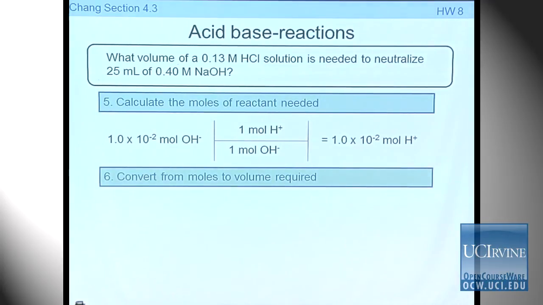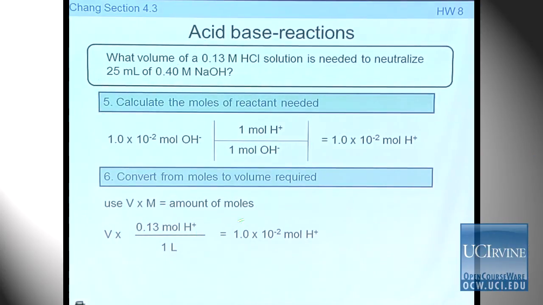I need to know our volume. How do we do that? Well, I have the number of moles. I have the molarity. The only missing parameter is the volume. So I know that V times M equals the amount of moles. I have the amount of moles, I have the molarity, and V is the only unknown.